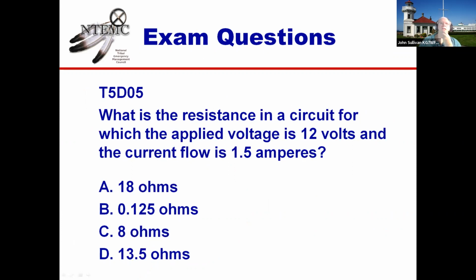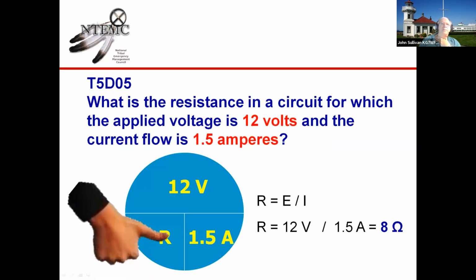What's the resistance in a circuit for which the applied voltage is 12 volts and the current flow is 1.5 amps? The answer is going to be 8 ohms. How do we get to that? Put your thumb over the R for resistance, because that's what you're trying to find. You've got the 12 volts and 1.5 amps. You divide 12 by 1.5 and you get 8 ohms.